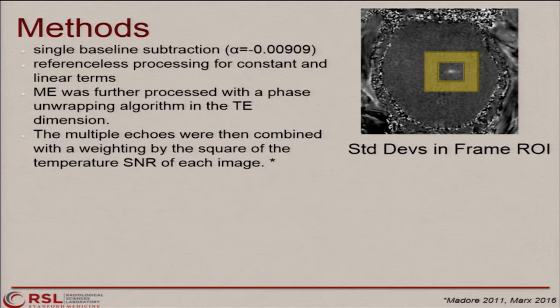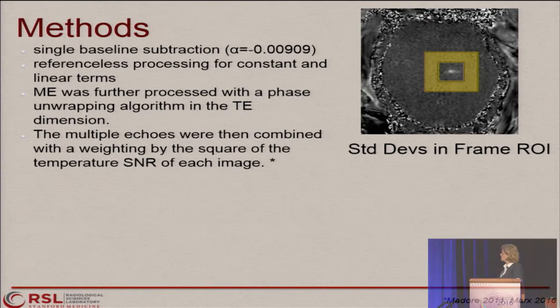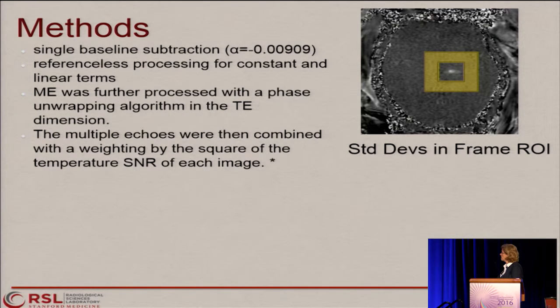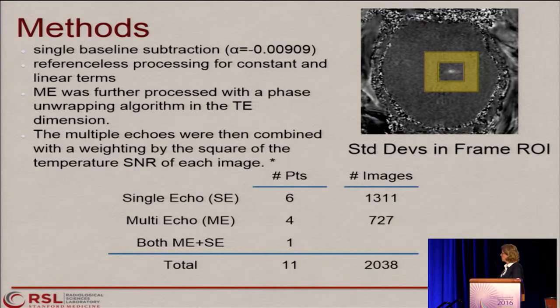My methods are shown here. I processed the images using single baseline subtraction followed by referenceless processing, where I used a frame region of interest. There are some more details given here. I looked at the standard deviations in the frame, and I looked across 6 patient data sets that were acquired with a single echo only, 4 that were acquired with a multi-echo only, and 1 that had both single echo and multi-echo, for a total of 2,000 images.